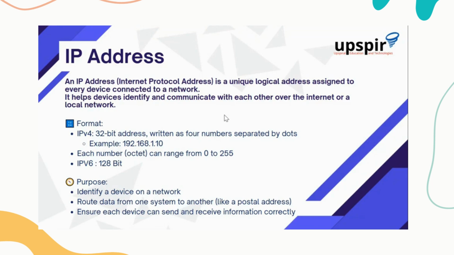Everything there is on the internet has to have an IP address, right? Otherwise, it cannot communicate. We represent IP addresses there. So basically, there are two categories or two versions of IP address available.